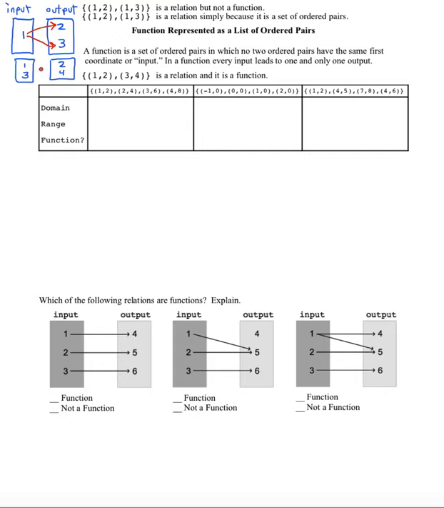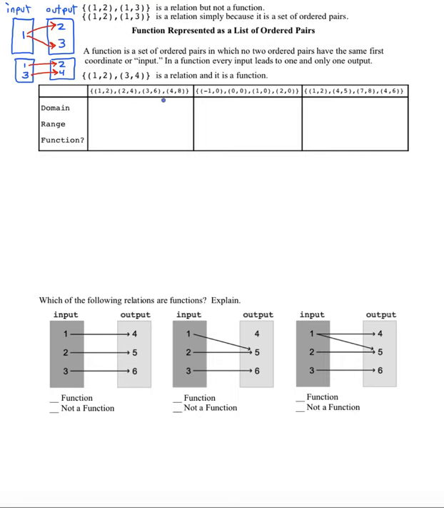Now, 1 maps to 2. In other words, 1 leads to 2. And 3 leads to 4. So this is a function because we don't have any input leading to more than one output. Each input leads to one and only one output.